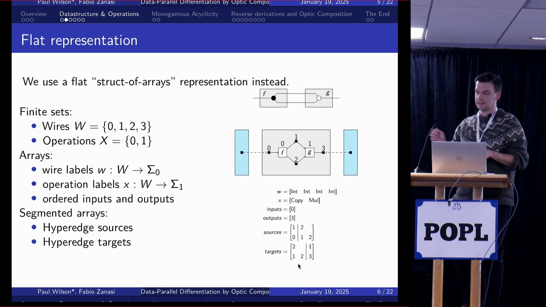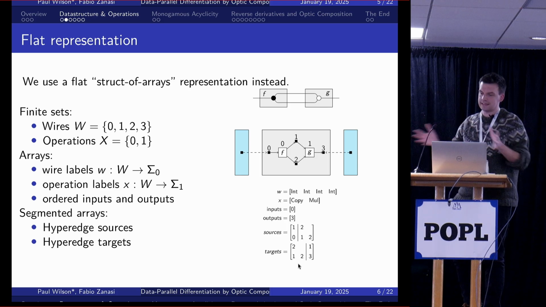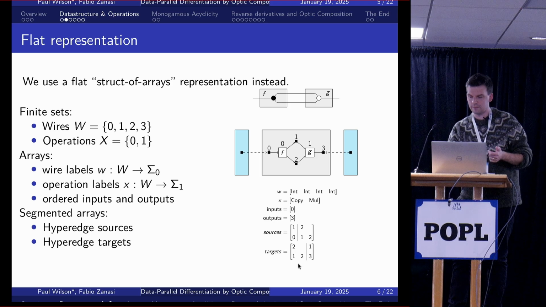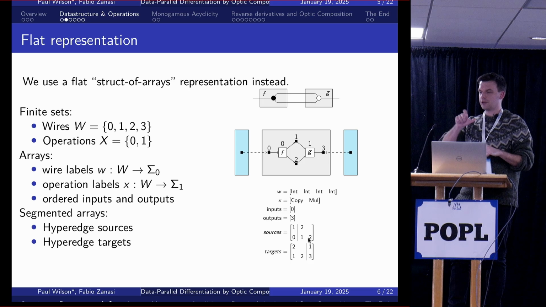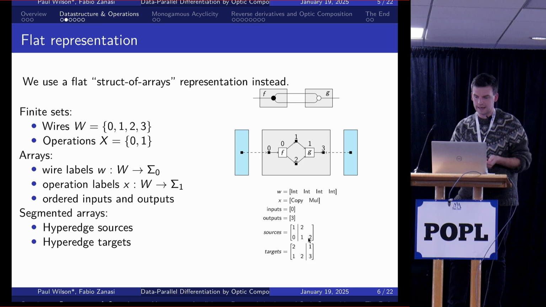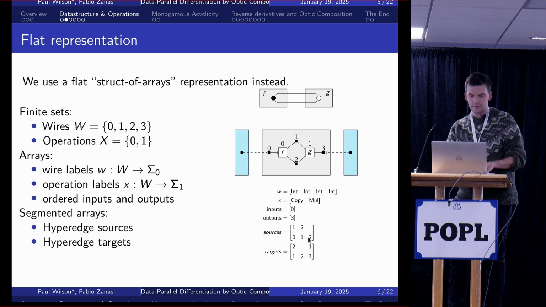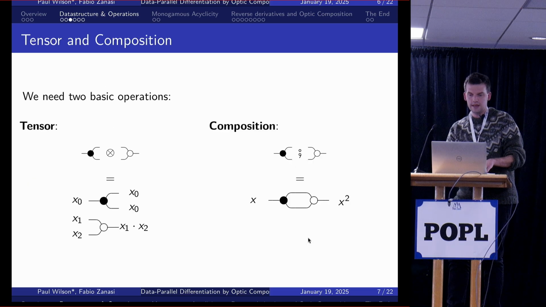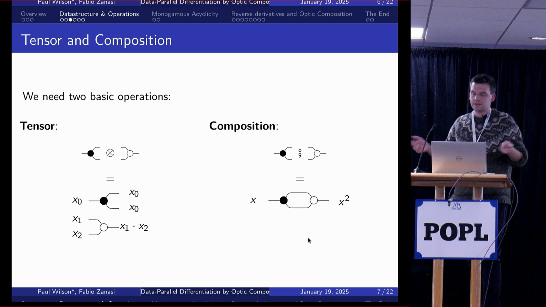And then lastly, we have this thing of sources and targets. These are just concatenations of the previous sources and target arrays we already saw. So when I said a segmented array, what I mean is really a pair of arrays, where the bottom is a concatenation of some arrays, and the top is just a list of sizes, basically. So that's the representation.